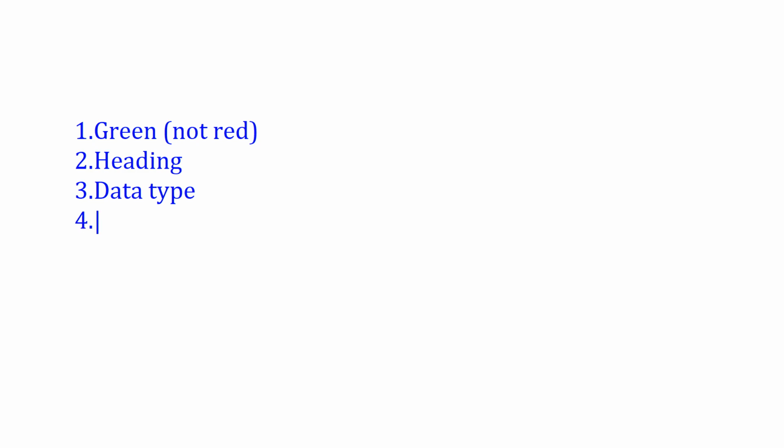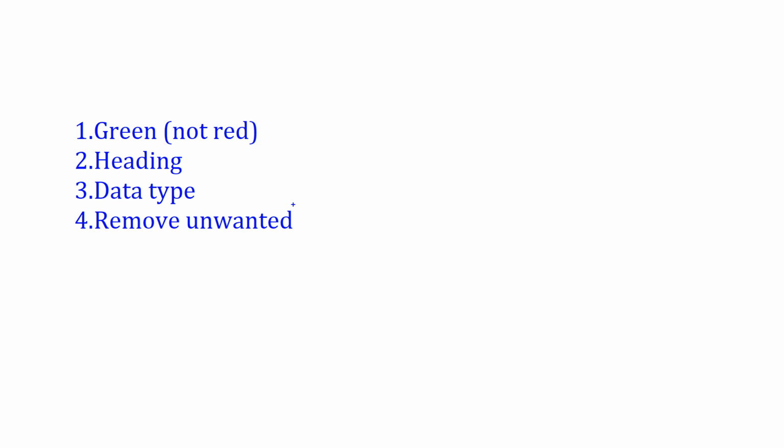Fourth one, remove the unwanted. You have to remove the unwanted rows and columns and cells. First, you have to check whether your data is green. Second, you have to check whether your heading is correct. Third, you have to check whether the data type is correct. And the last one is remove the unwanted. You have to remove the unwanted rows or columns.